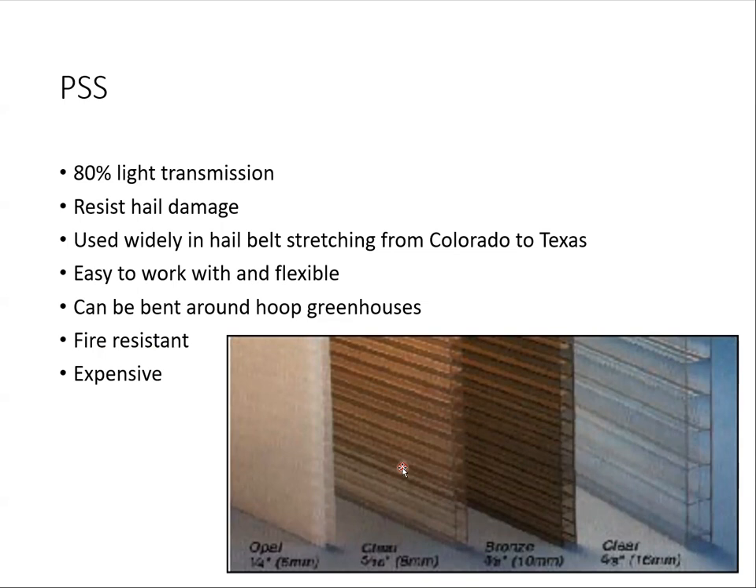Depending on the crop you're growing, if you're in a really sunny location and you need to knock down the amount of light, you select a polycarbonate structured sheet that has some sort of inhibitor in it to reduce the amount of light.